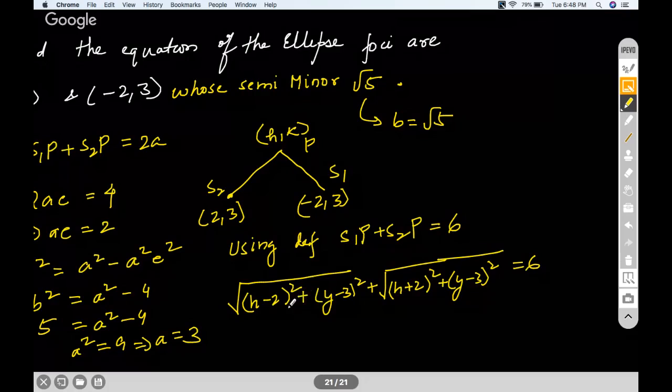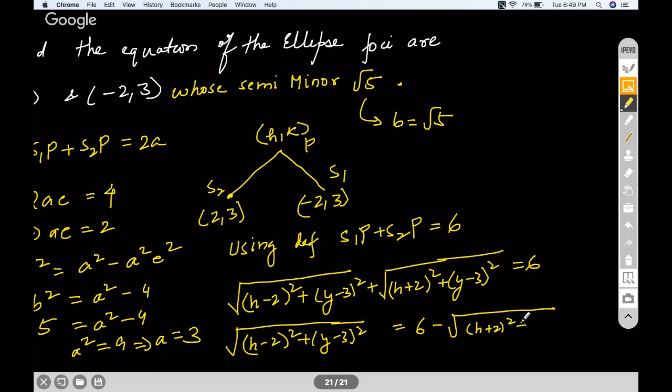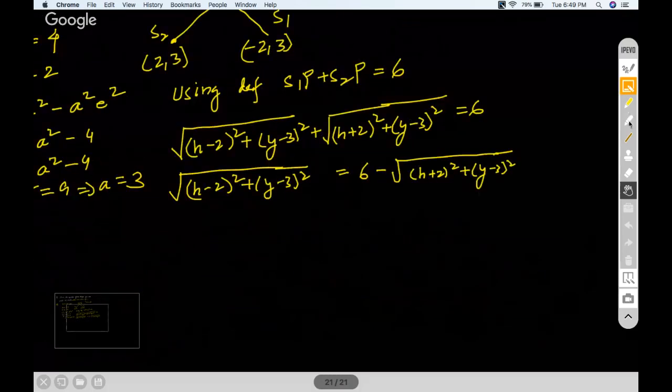Now, how to simplify this? Very simple. You can take this term to the other side. Okay, and square both the sides.